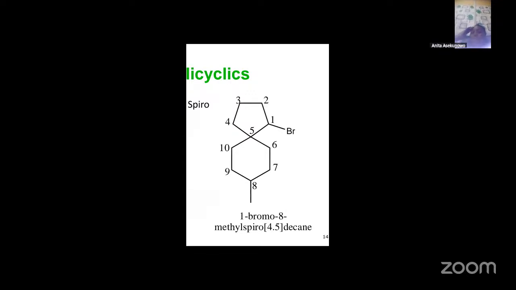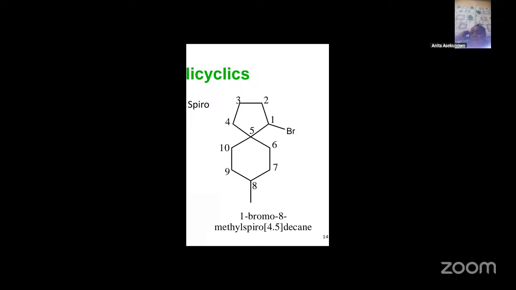Now, bromine is on the first carbon, and that is a substituent we have. So we number all the way, and we have 10 carbons, making it decane. This compound does not have any double bond, so it's a fully saturated compound. My substituents are on position 1 and position 8. Position 1 is bromo, that's bromine. Position 8 is methyl. The connecting bridge is position 4 and 5. So that's why we have 1-bromo-8-methyl spiro.